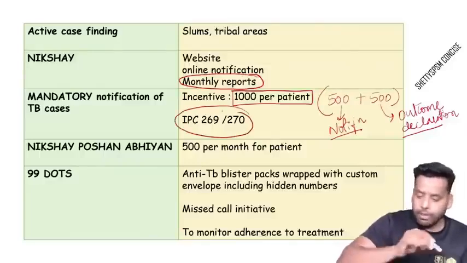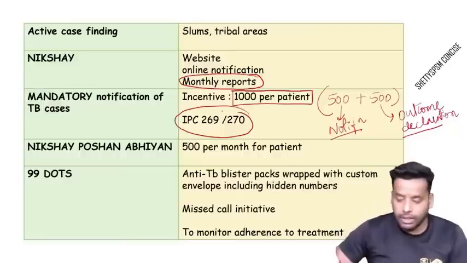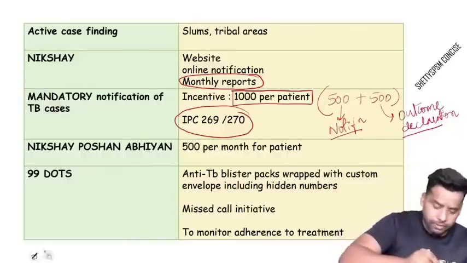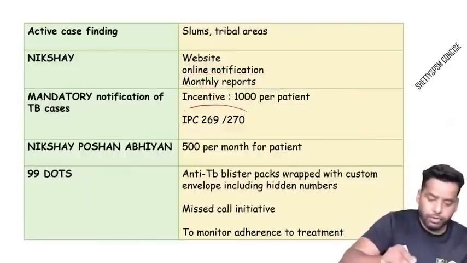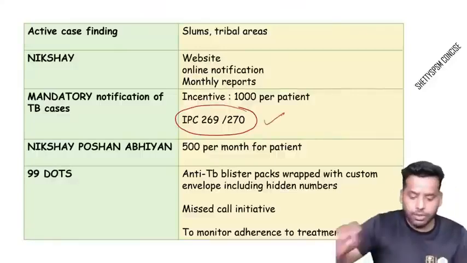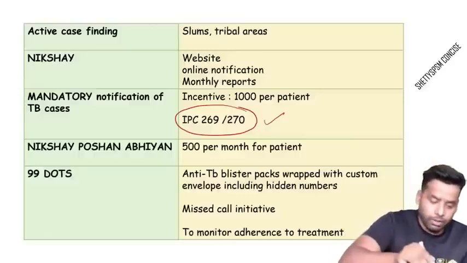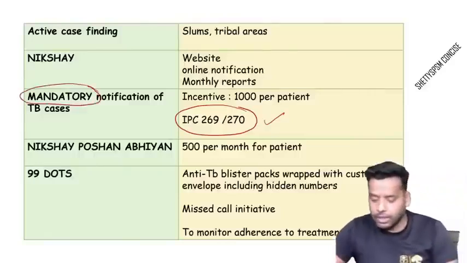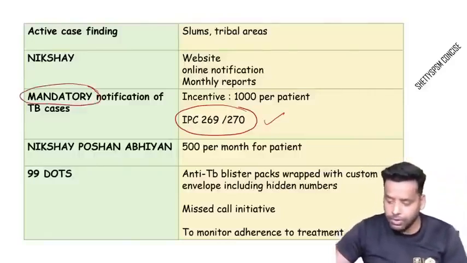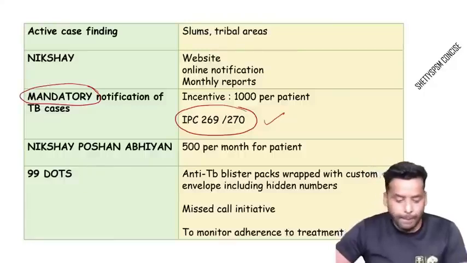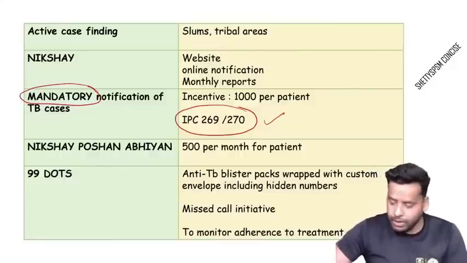269, 270 IPC sections, very important. These two IPC sections deal with the spread of communicable disease. So TB notification is mandatory. Tell me true or false. TB notification is mandatory and it is under IPC section. True or false? True statement. Yes, good.